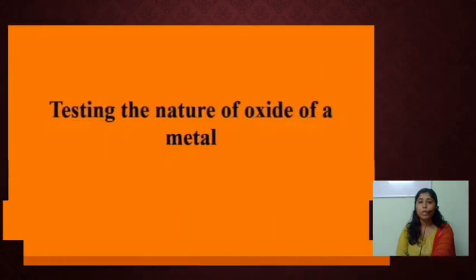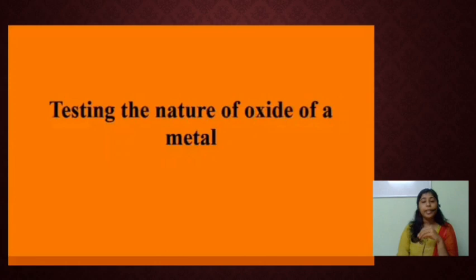To understand more about this, and also to identify the nature of metal oxide, we know that metals react with oxygen and form metallic oxide. To identify the nature of this metallic oxide, that means whether it is an acid or a base, we can see an activity.